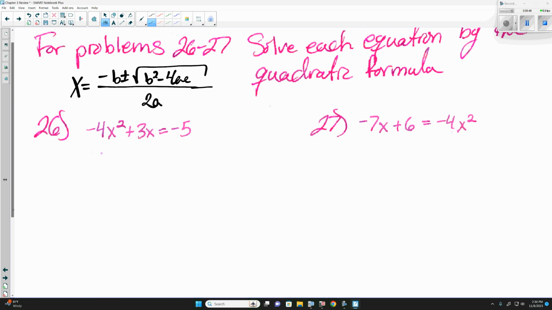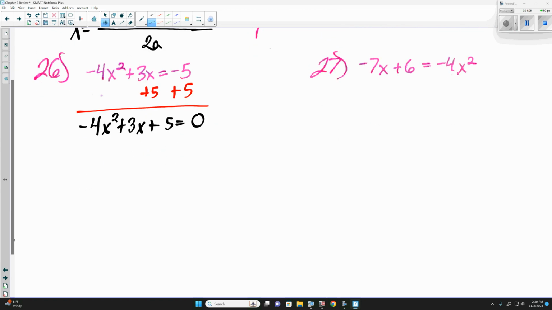And to solve using the quadratic formula, the first thing we need to do is get the equation equal to 0. So we're going to add 5 to both sides. Negative 4x squared plus 3x plus 5 is equal to 0.